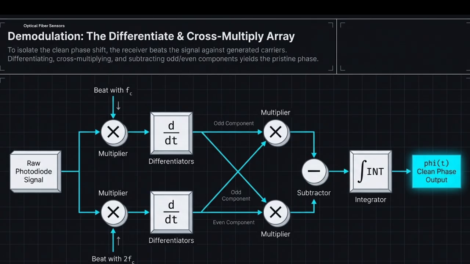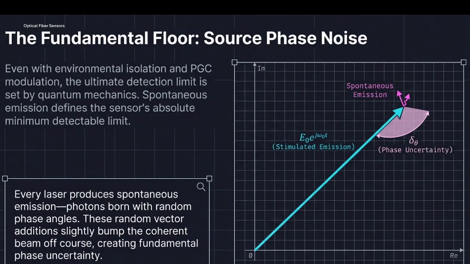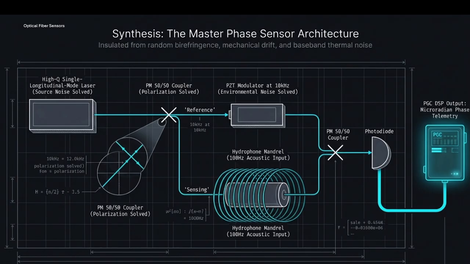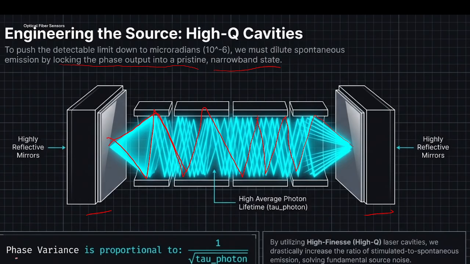We already discussed this schematic. Then we also discussed the source phase noise, because of the spontaneous emission, its random phase angle ruins our signal, so we need to avoid this. So using the high Q cavity, the phase variance is inversely proportional to tau A.